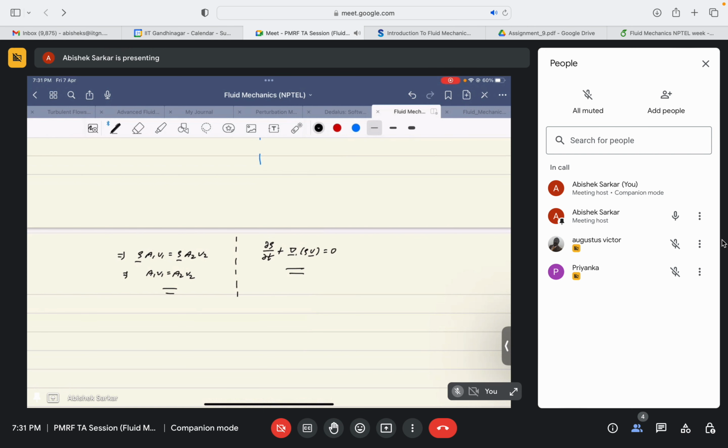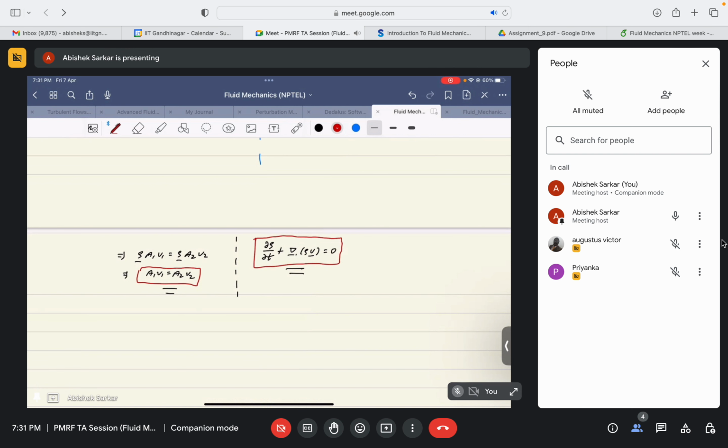Augustus has just told it in an integral form with certain assumptions in his mind. After taking certain assumptions only, we reach a simpler form of the continuity equation. This is a very simple form of the continuity equation, and it is still valid. It's not that it's wrong, but it has been derived after taking certain assumptions. And what Priyanka has told is the differential form of the continuity equation.